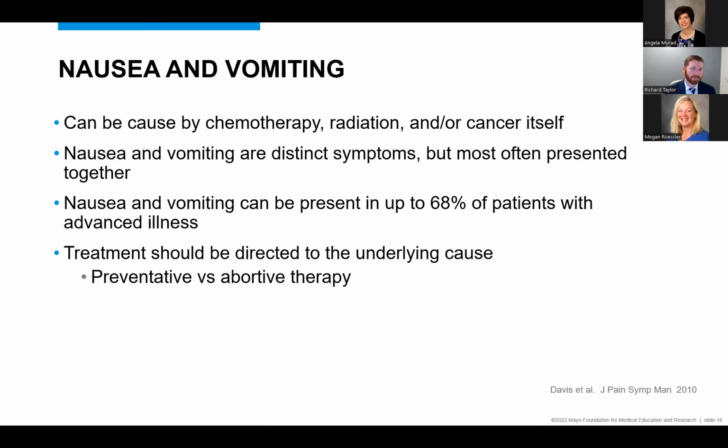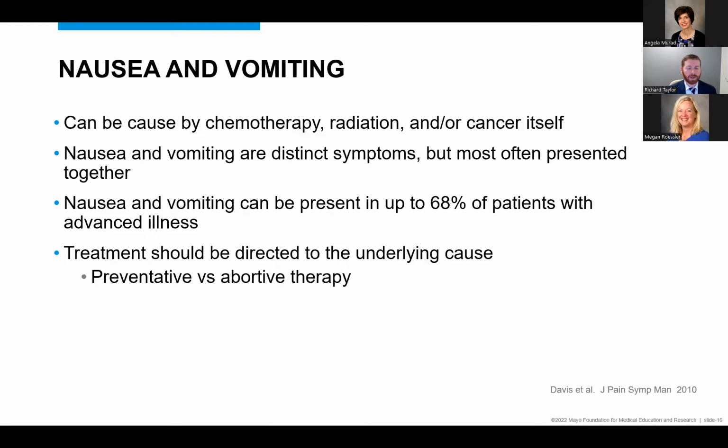Let's talk a little bit about nausea and vomiting next. So nausea and vomiting is quite common, typically caused by chemotherapy, although it can be caused by radiation and sometimes even the cancer itself. I didn't get into nausea and vomiting in detail during this talk because it's complicated depending on the cause, but I just wanted to give a little bit of an overview. These are distinct symptoms, but they present together, and we try to abort if we can in the nausea phase so that people don't end up vomiting. But they're quite common symptoms. You can see up to 68% of patients can have nausea and vomiting with advanced illness.